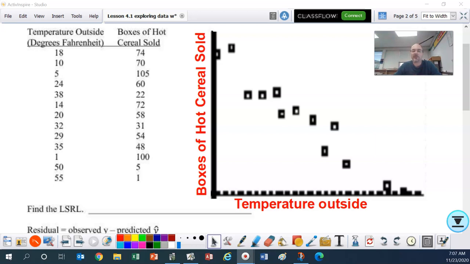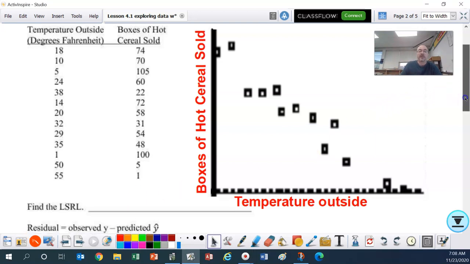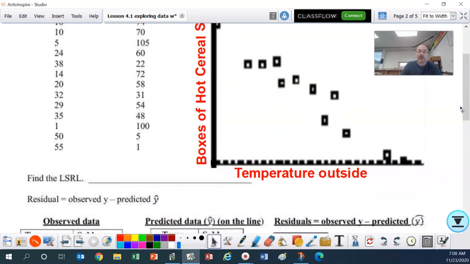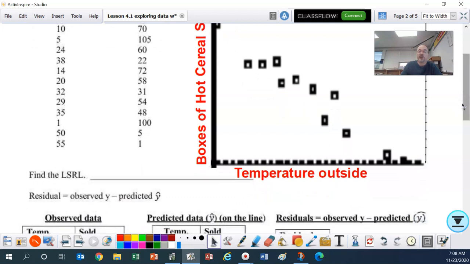So what I've done is I've taken my graph from my calculator and made my sketch, right? All right, so temperature outside, remember, is the explanatory variable, and the boxes of hot cereal sold is the response. Okay, and then we're supposed to find the least squares regression line. Let's go through that process again.